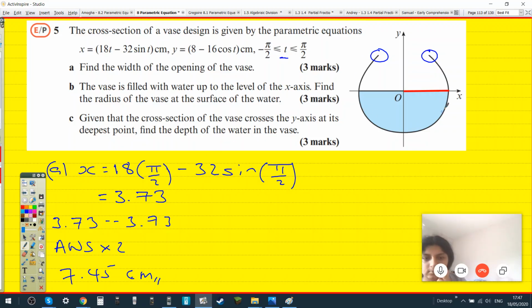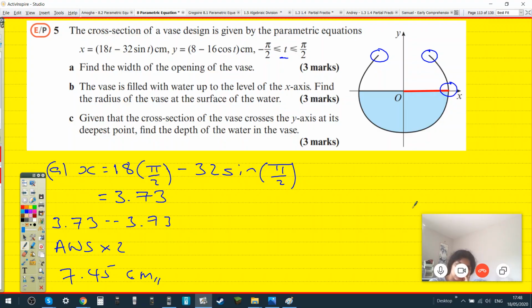So imagine this was a 3D vase, and you were to spin it around. This red line would be like a disc. It would make a circle. And that's what they're talking about. So it would be the length of this line. How do you find it? How could you find this x coordinate?